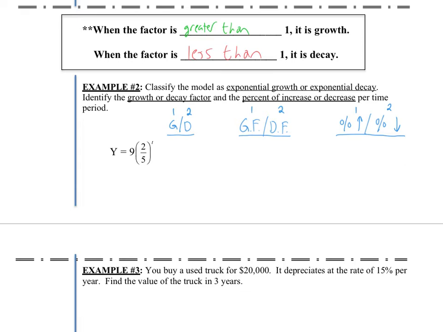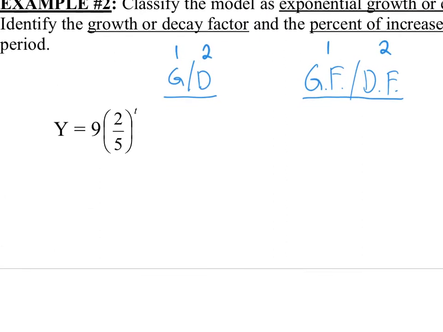So, first of all, is this growth or decay? The only thing we need to look at is what's in the parentheses here. We have 2/5. Now, if it's bigger than 1, it's going to be growth. If it's less than 1, it's going to be decay. So is 2/5 bigger than 1 or less than 1? It is less than 1, right? So 2/5 is less than 1, so it's going to be decay.